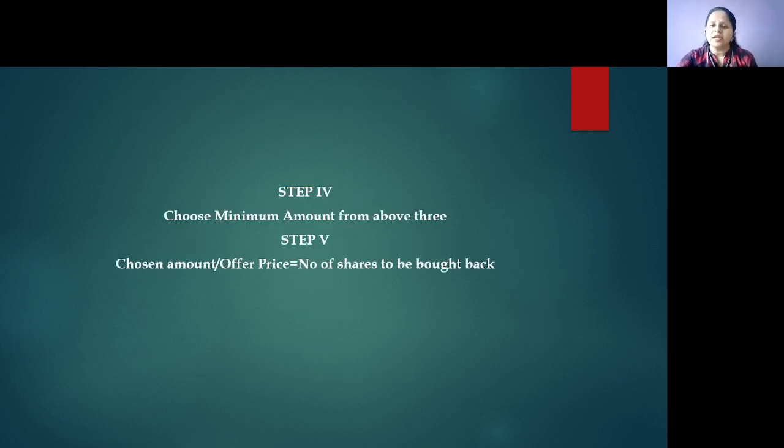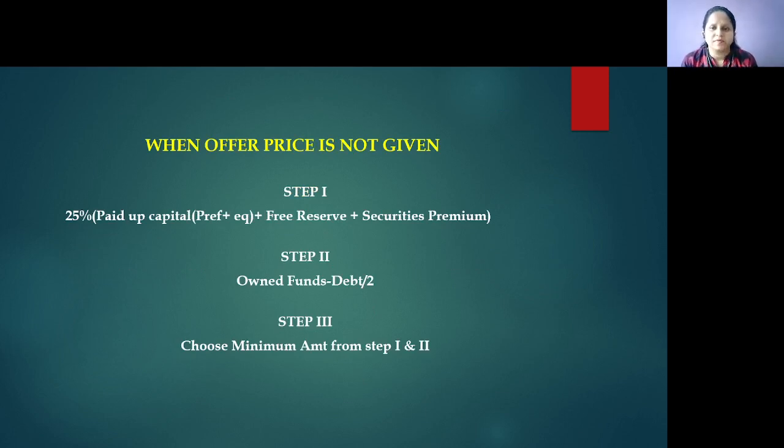Now let us go to difficulty level 3, that is when the offer price is not given. The reason I am covering this in the same video is that it is almost similar. There is only one change. When the offer price is also not given, we follow the same steps; only there will be a change after the second step. In difficulty level 2, we got 3 amounts: step 1, step 2, step 3. Here we will be receiving only 2 amounts. I'll tell you the reason.